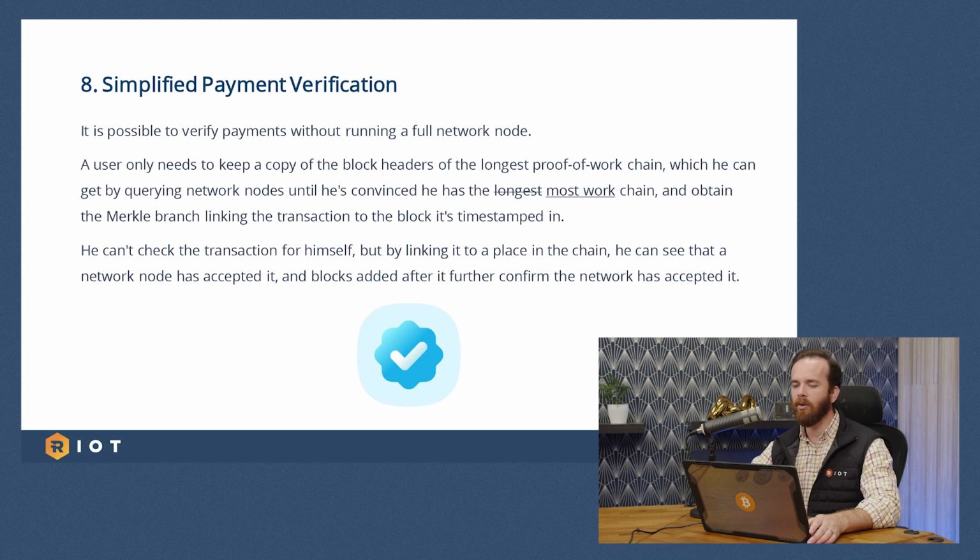Okay, so a user only needs to keep a copy of the block headers of the longest proof of work chain, which he can get by querying network nodes until he's convinced he has the longest chain. And let's say most work chain here.